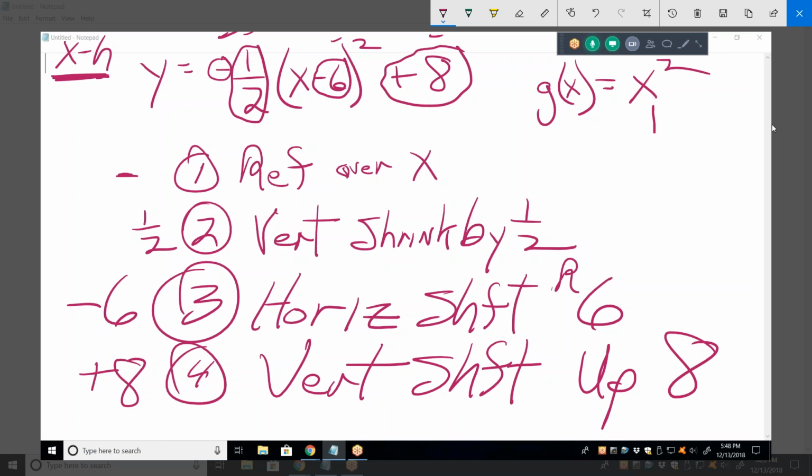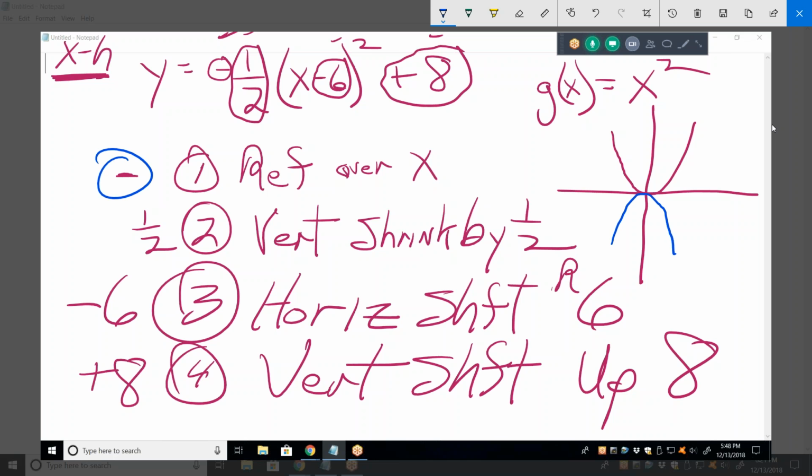So over here, I'm going to plot the parent function first. Then I'm going to do each of these transformations one at a time. The first one is the reflection. Always want to do your reflections first. Doesn't matter what order you have them. You can have 2 reflections, a reflection over the x and the y. You would do both of them first. And then you do everything else. So the half.